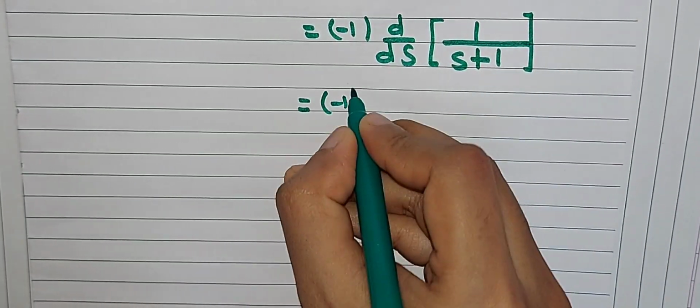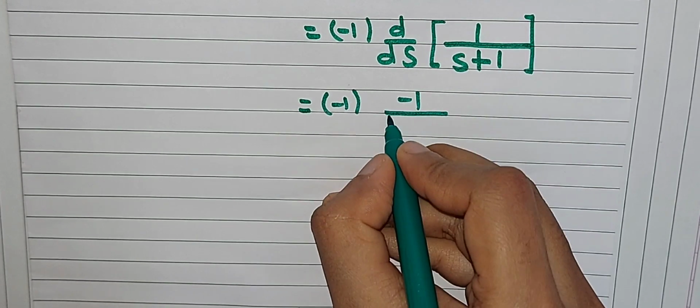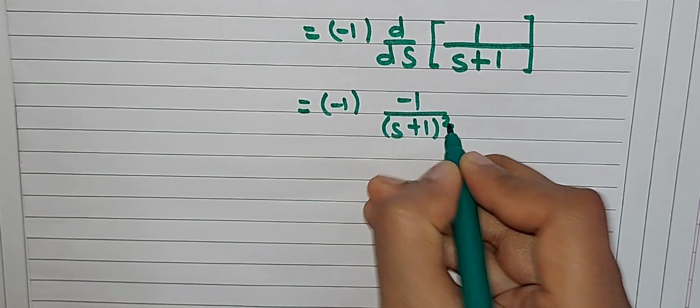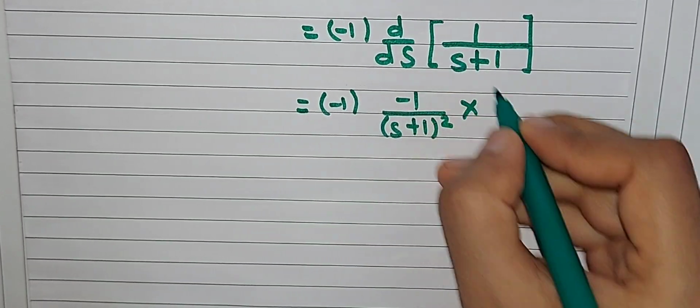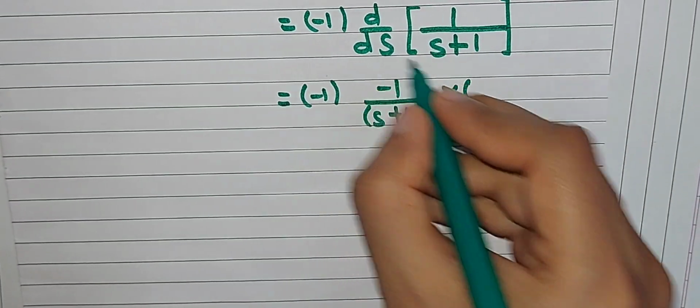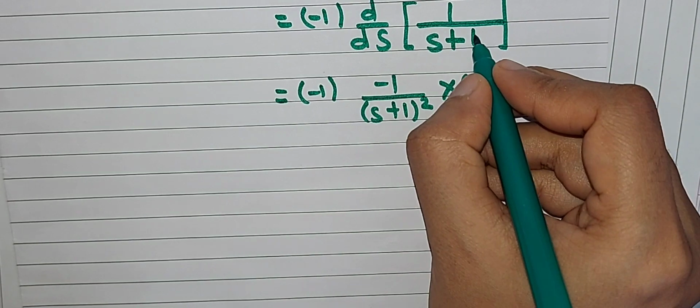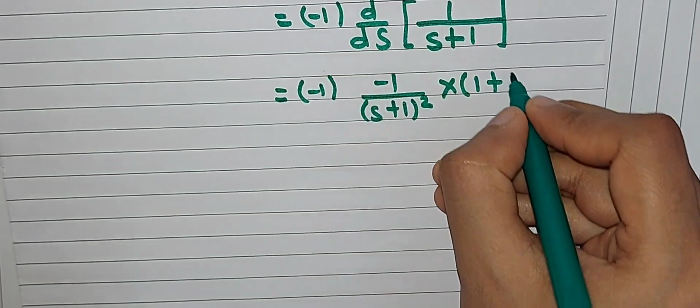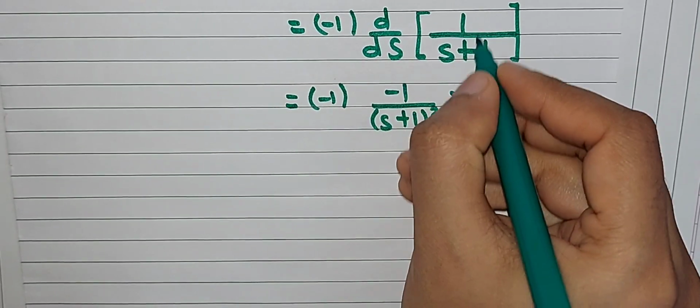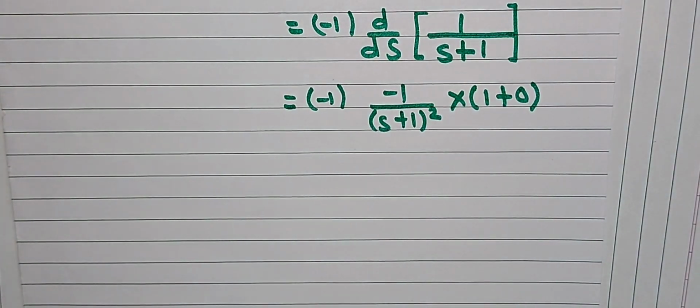Then its value will be, of course, minus 1 divided by (s plus 1) raised to 2 into the derivative of this term. The derivative of s with respect to s is 1, plus 1, a constant term, whose derivative with respect to s is of course 0. And this is possible just because of this formula.